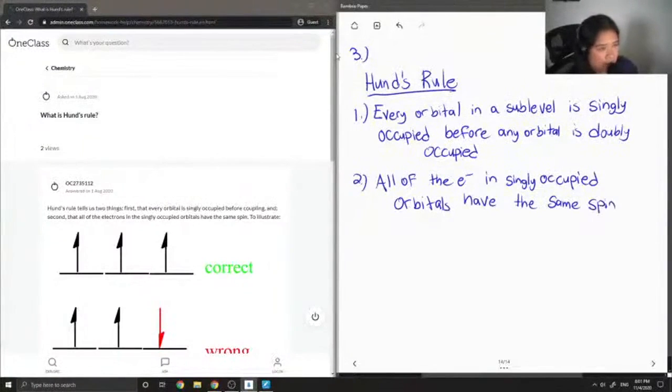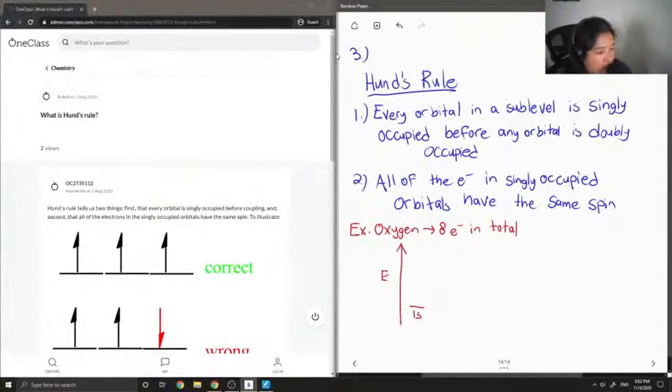Okay, so this makes more sense when you actually put it into practice. So let's look at oxygen, for example. The number of electrons in total for oxygen is 8. So let's draw out our diagram showing all the different orbitals.